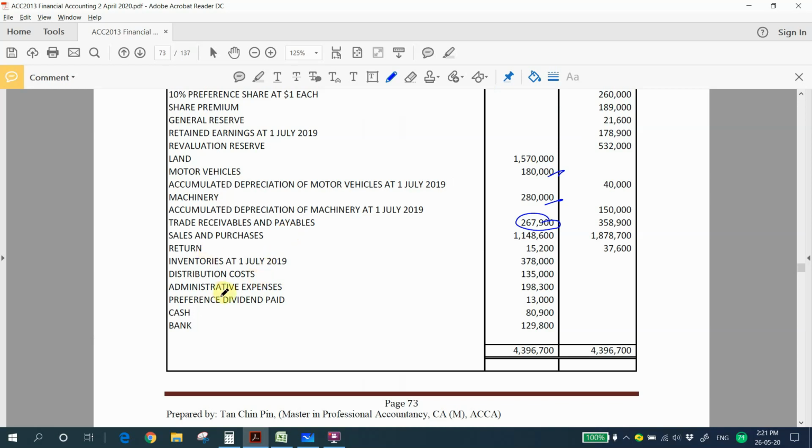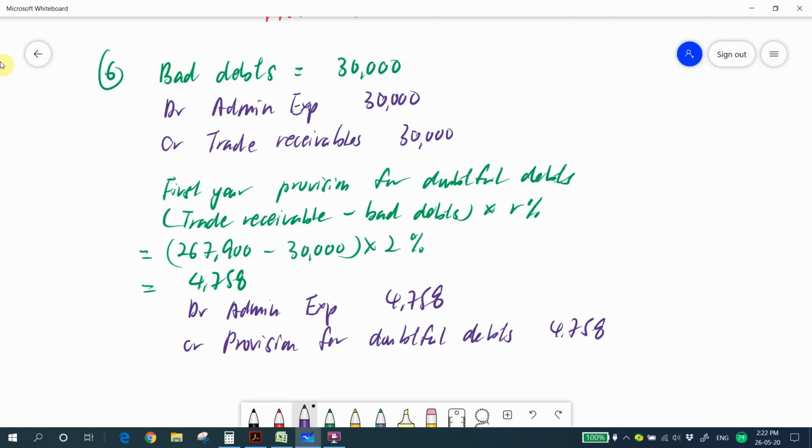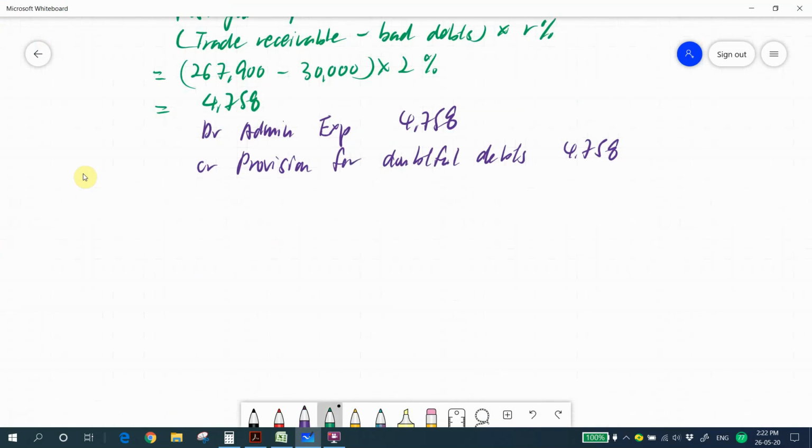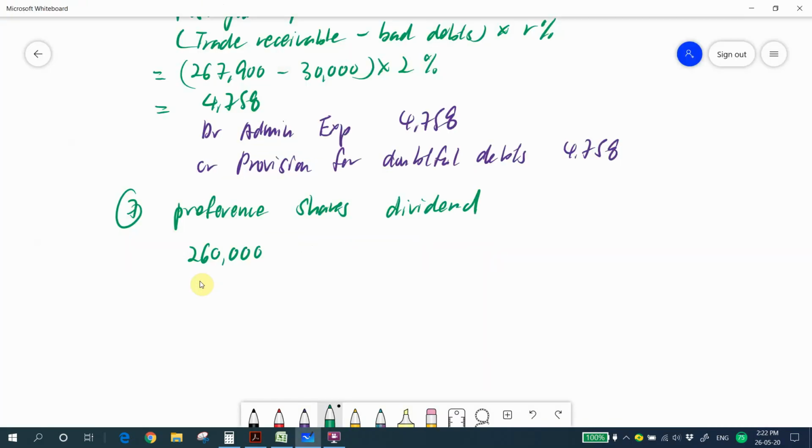So here we have a preference share dividend 13,000 and this is already paid one. So we have to calculate what is the total preference share that we have to pay and what is the remaining unpaid portion. So this will link to the preference share dividend here. So number 7, preference share dividend. The preference share of the company is 260,000. The dividend per preference share is 10% of its value. So we multiply by 10%. So we get 26,000 as the total preference share dividend.